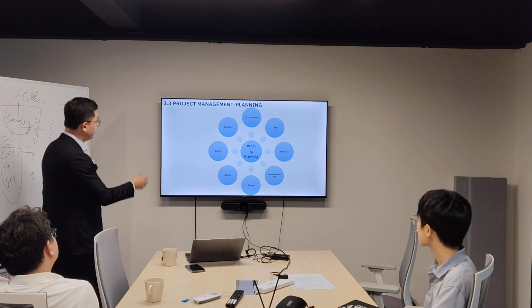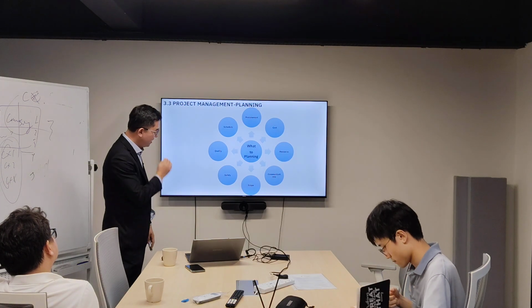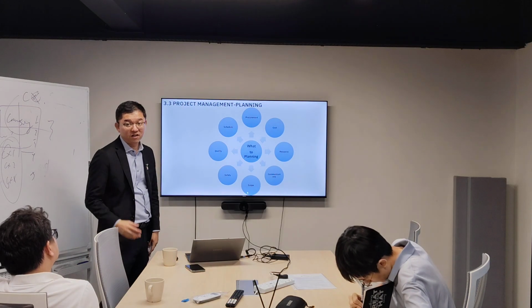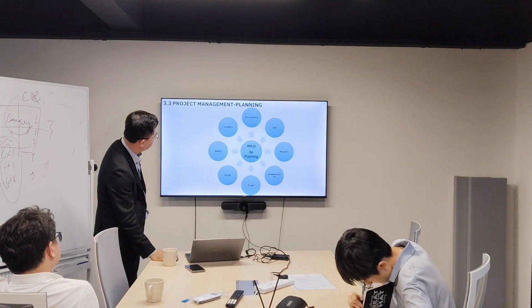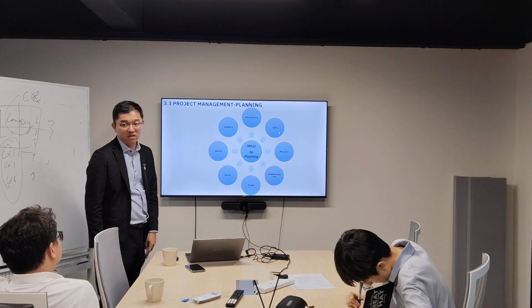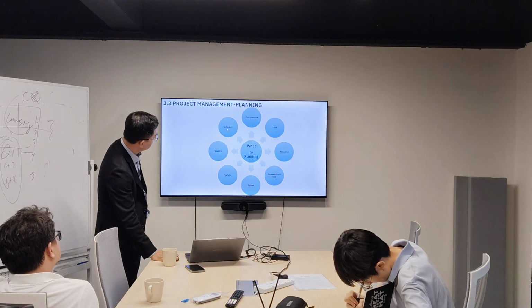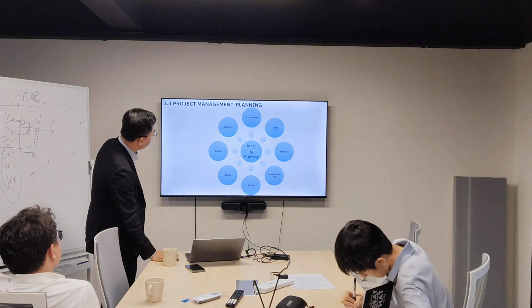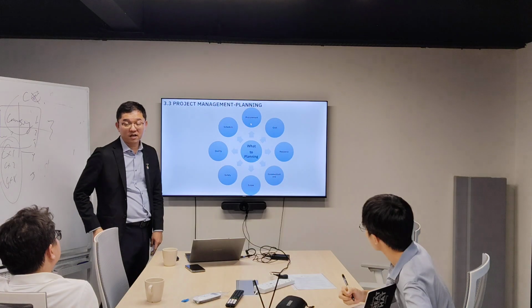So in the planning, what do we need to plan? First, we need to plan for scope. Agree? Then second, we need to plan for the cost. And then we need to plan for the schedule, the triple constraint. Okay? After that, we need to plan for procurement.